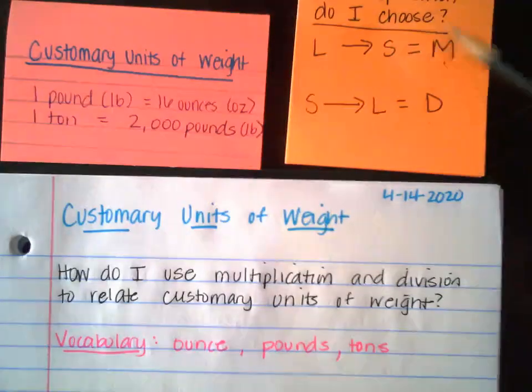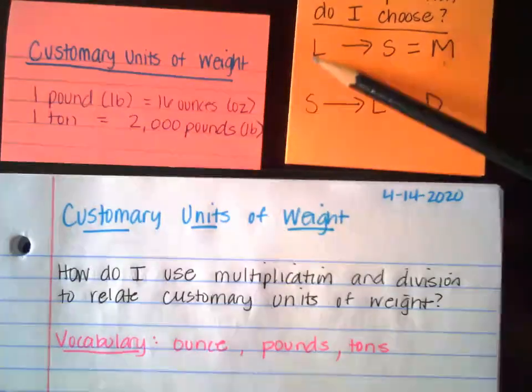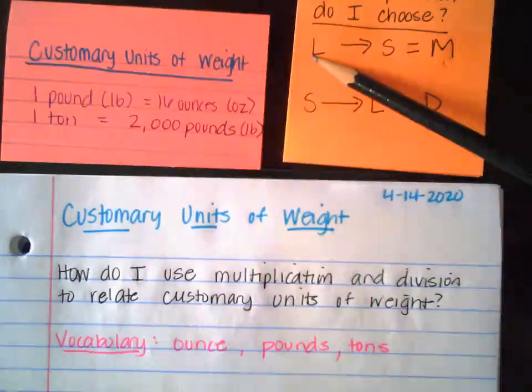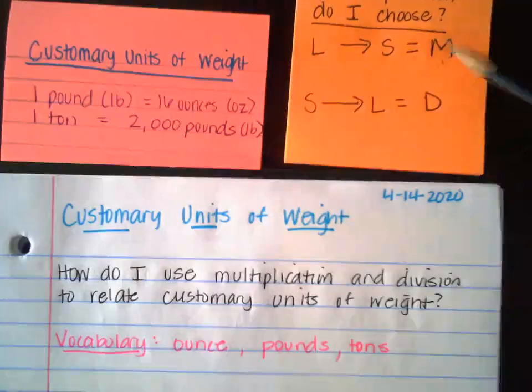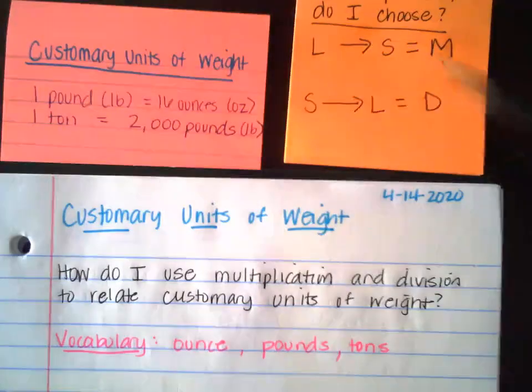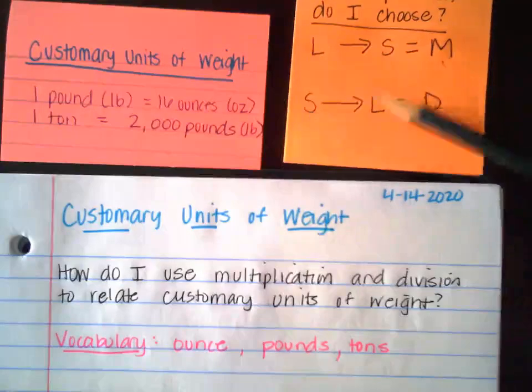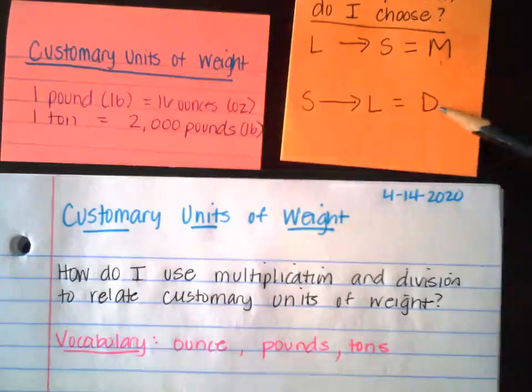Lilies smell magnificent. If you're moving from a larger unit of measurement to a smaller unit, you're going to multiply. And some ladies dance. If you're moving from a smaller unit of measurement to a larger unit, you're going to divide. Okay, so let's get started.